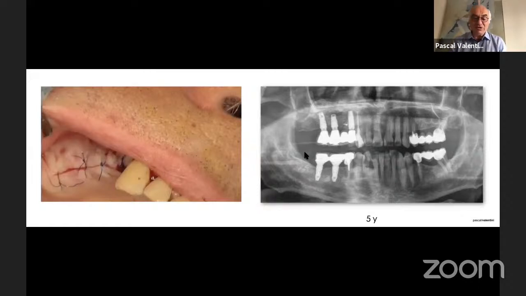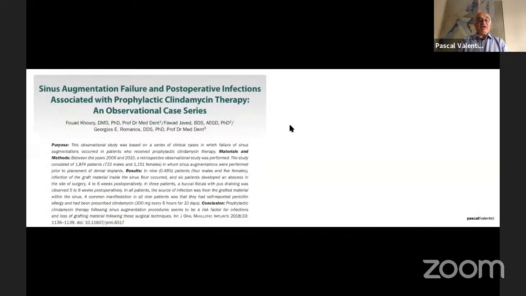So by doing this, first by reestablishing the sinus drainage, and then by disinfecting the graft with a local antibiotic, we were able to maintain both the graft and to place the implants. Now we have another issue, which is very, very important to be discussed.